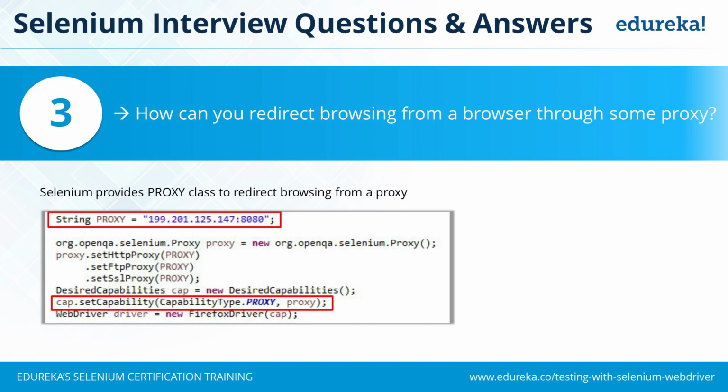Like if you want the HTTP proxy to go through 199.201, the HTTP proxy can be mentioned here. If you want some other FTP proxy, just declare one more string and put it over here. And so is the case with SSL proxy. Then what next? What we have to do now is we have to make use of the desired capabilities.